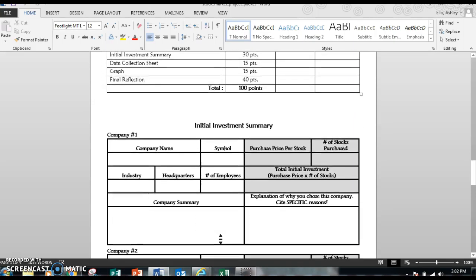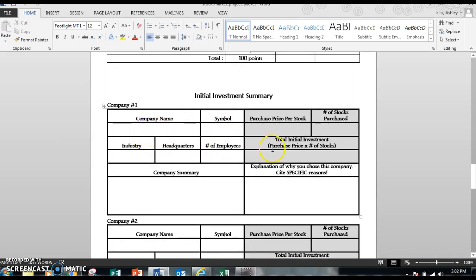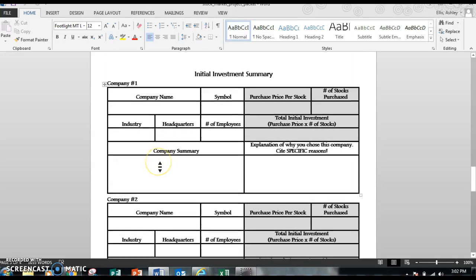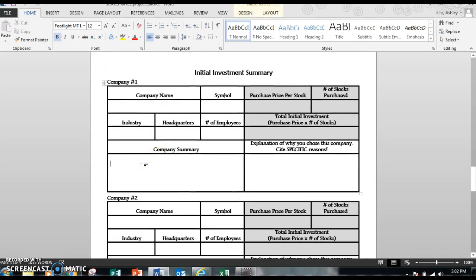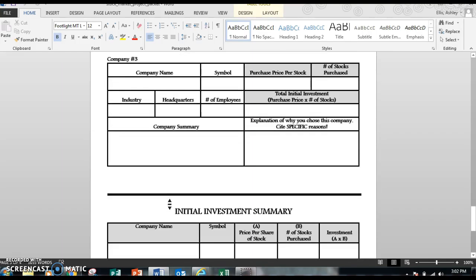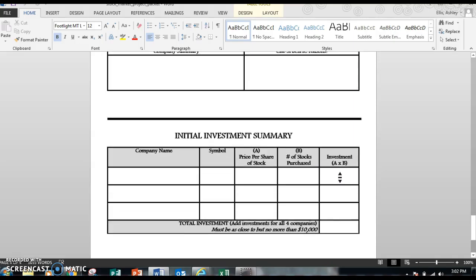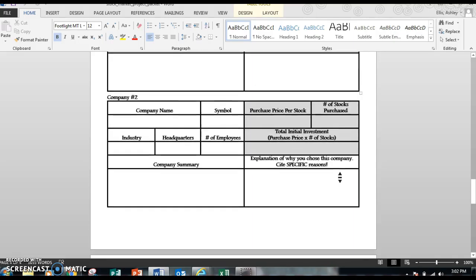So today, once you've identified your 3 companies, you are going to complete this initial investment summary for each. You just need to fill out each one of these for all 3 of your companies. You may type your information in or you may handwrite your information in, whatever makes sense to you. And then you're going to put all 3 of the companies here, their symbol, and what you paid, and then total out as close to 10,000 as you can. So this is the only part that needs to be completed today.